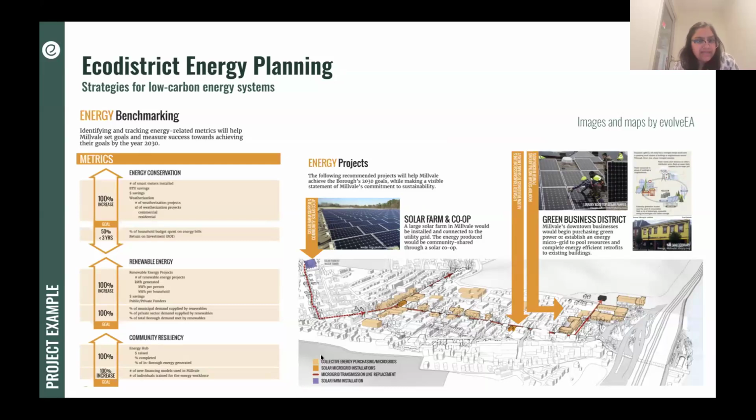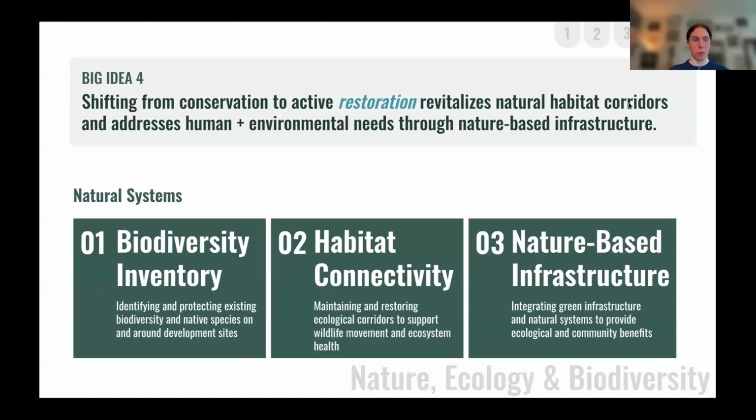And then we have idea number 4, Grace. Thanks, Meghna. Big idea number 4 in V5 is a mindset shift really from conservation to active restoration. So this idea again of not just doing less bad or less harm, but actively restoring the sites where our projects take place. So this concept helps to revitalize natural habitat corridors while addressing human and environmental needs through nature-based infrastructure.